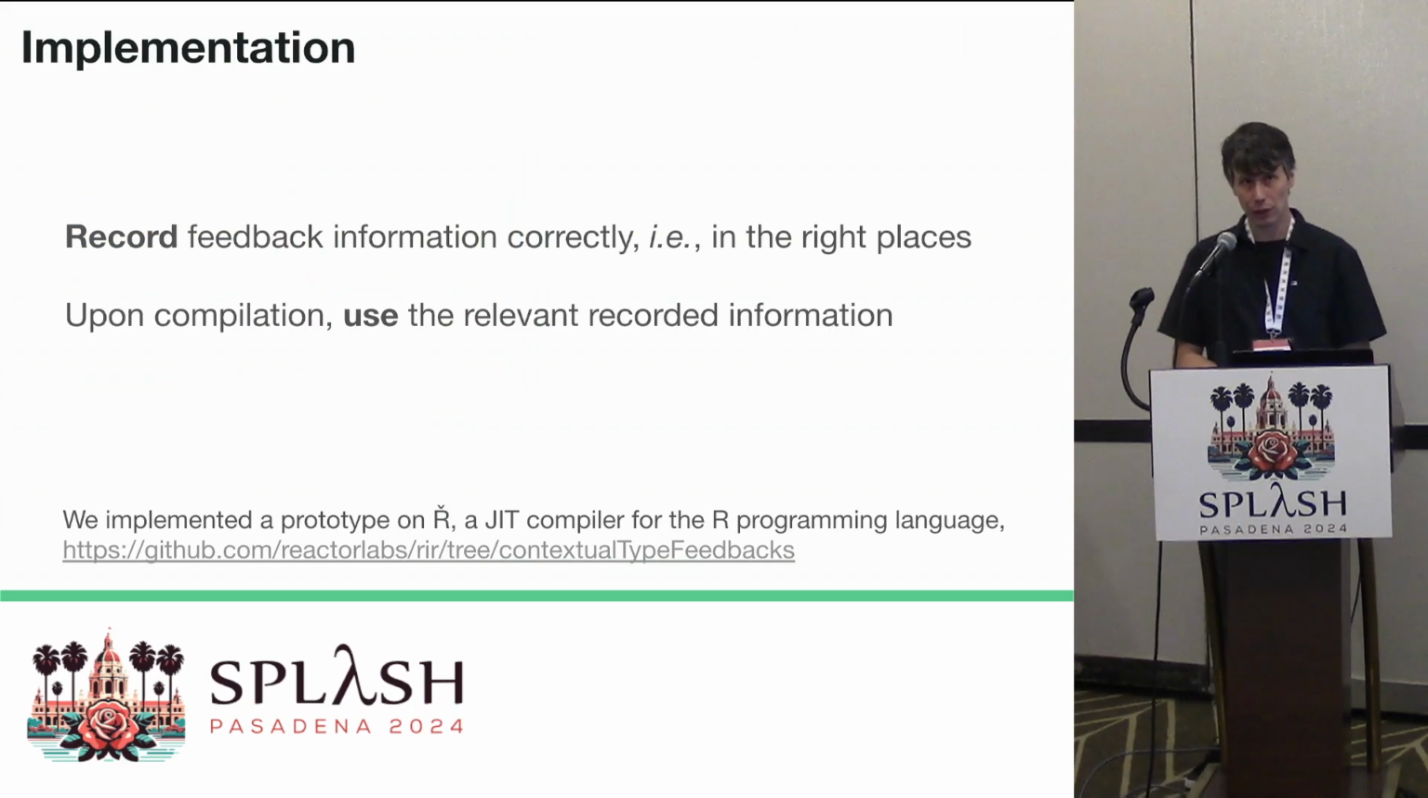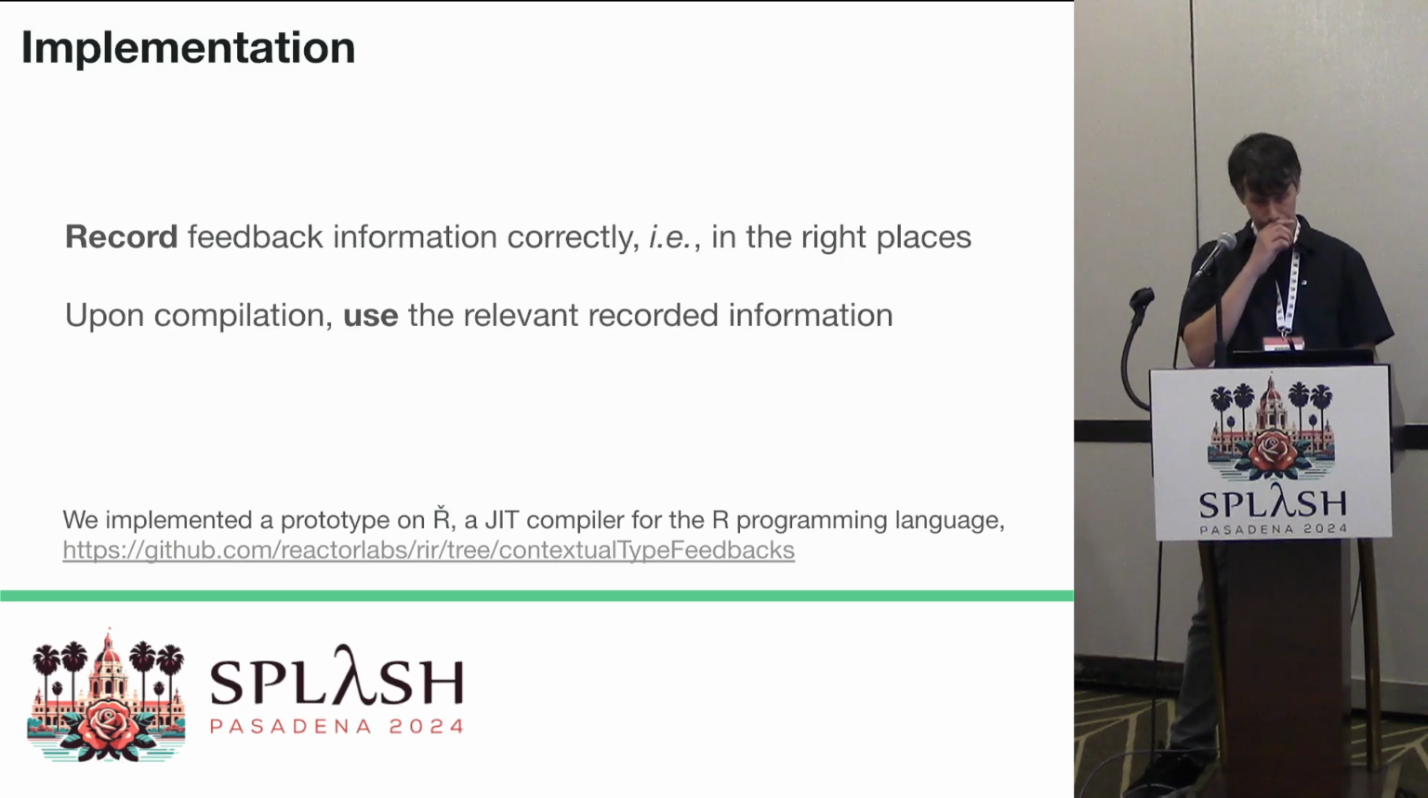All right. On the implementation side, I told you the idea is very simple, but the implementation proved to be a bit more complex. But basically the main focus is that we want to make sure that we record the information in the right places, in the right buckets, and then that we use the information correctly when compiling. We implemented a prototype on a just-in-time compiler for R, which is something that we do in our group, and it's also implemented on top of the contextual dispatch idea I showed before.